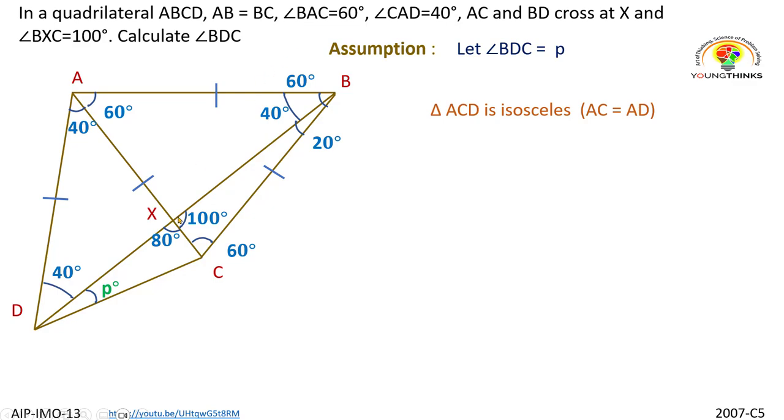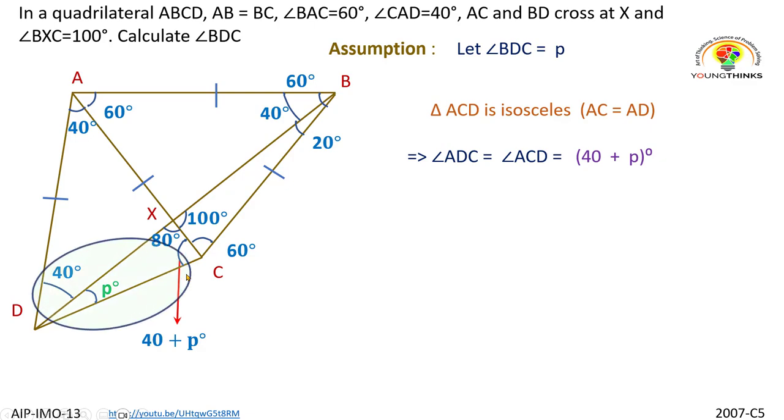Yeah. So basically, what it means is this entire triangle ACD is an isosceles triangle. Okay. And so, if you look at ADC, A, D, and C, it's going to be the same as ACD, both being equal to 40 plus P. So this angle is 40 plus P, that angle is also going to be 40 plus P.